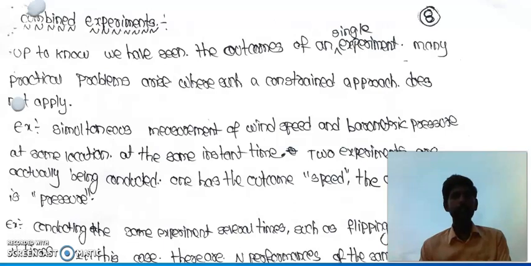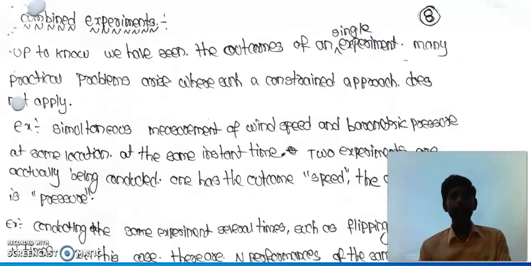Dear students, today I would like to discuss combined experiments. Up to now you have seen a single experiment. Many practical problems may involve more than one experiment. For example, simultaneous measurement of wind speed and barometric pressure at the same location at the same instant of time.